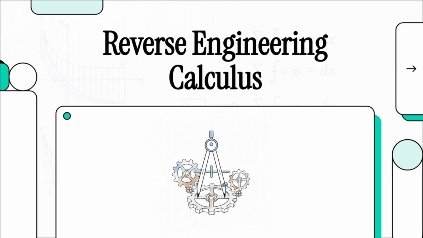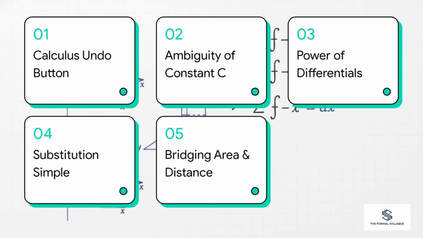We're going to see how derivatives and antiderivatives are literally two sides of the exact same coin, and how a simple change in notation totally revolutionized math forever. So, here is our roadmap for today. We're starting with the calculus undo button, then we'll uncover the ambiguity of constant C, explore the power of differentials, see how they make substitution incredibly simple, and finally, we'll bridge area and distance.